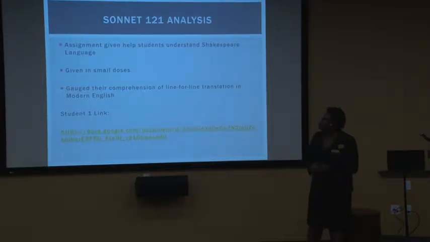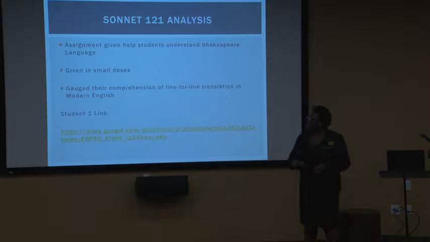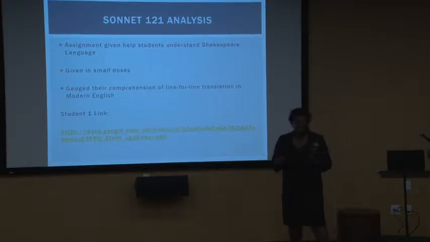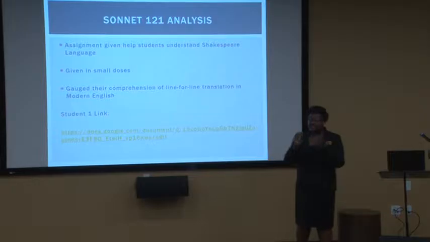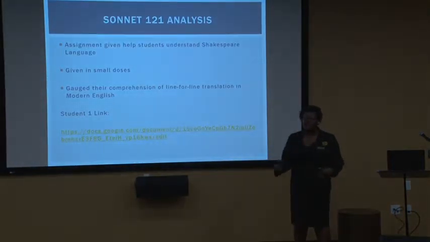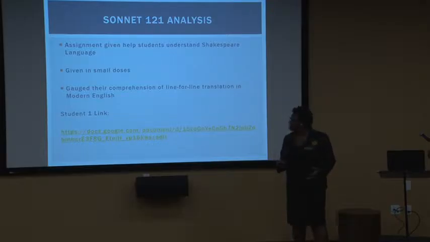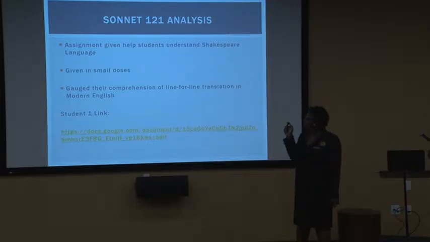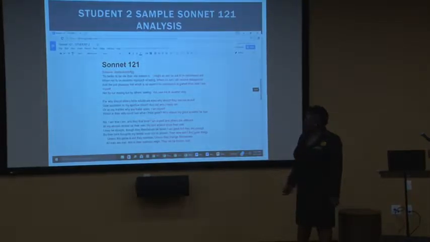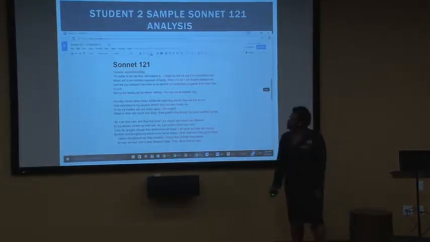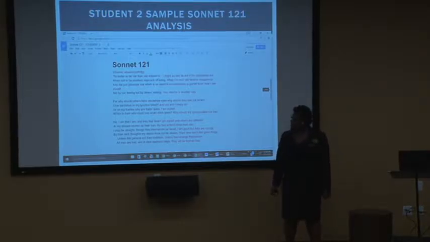Okay, Sonnet 121 analysis. Now this assignment was to help them understand the language. We decided to do a modern translation of this sonnet to start off in a small dose. Let's give them 14 lines, and let's see how they take those 14 lines before we get into a massive text like Julius Caesar. Okay? So they had to do a line-for-line translation in modern English. This is an example of the first student. The directions were to give me the rhyme scheme of the sonnet.